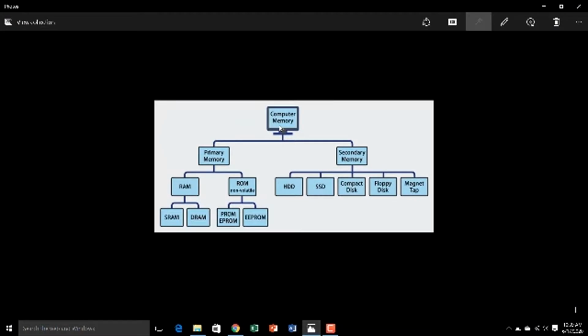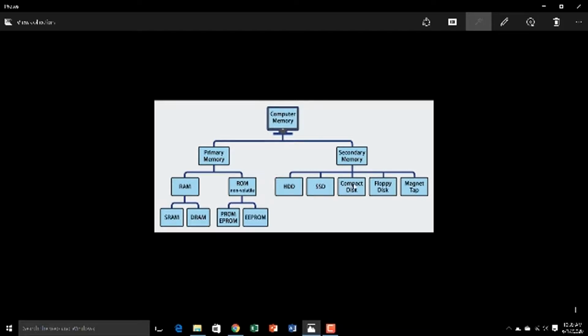See, this is the computer memory. The first one is primary memory and secondary memory. In primary memory there are two types: RAM and ROM. RAM is a volatile memory and ROM is a non-volatile memory. In secondary memory there are hard disks and solid state disks. SSD means solid state disk. There is a difference in quality between a hard disk and an SSD, but both work the same way.